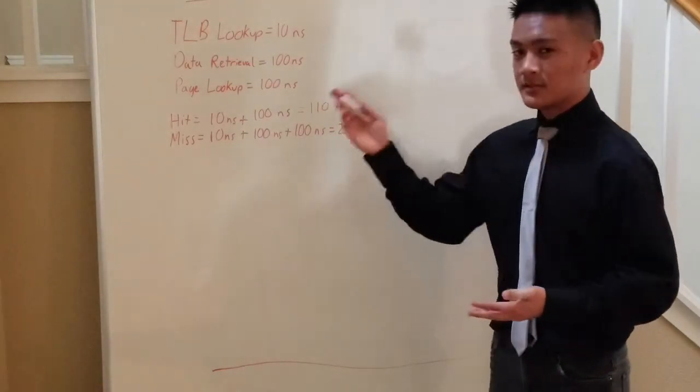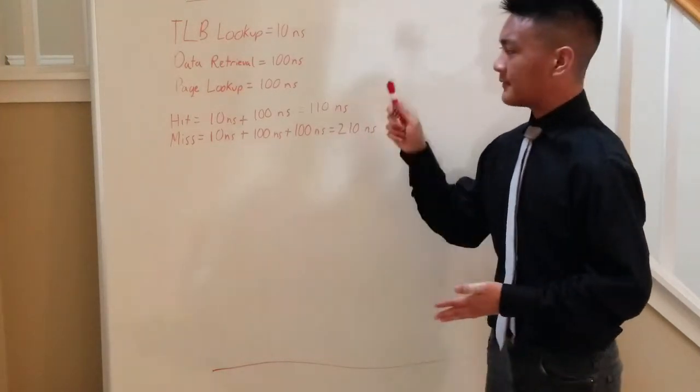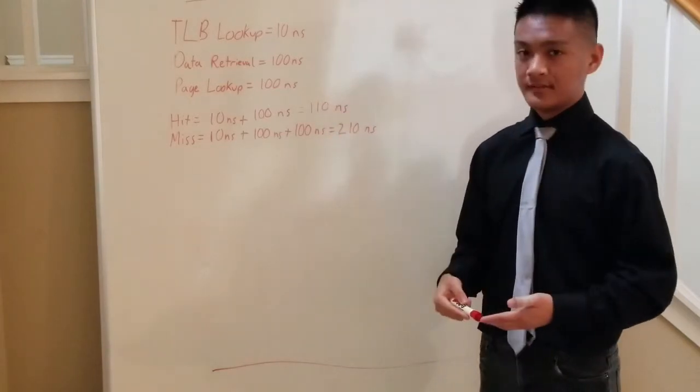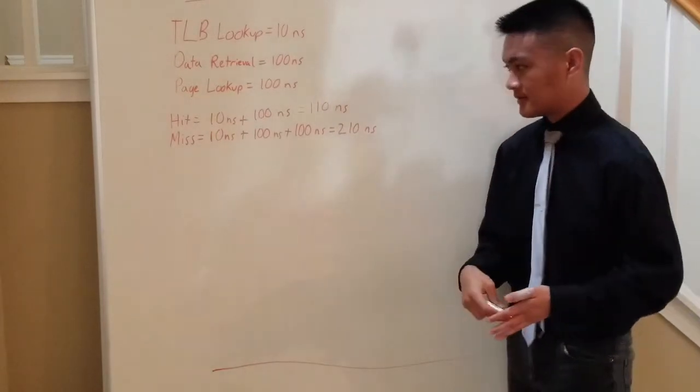With a miss, we'll still look at the TLB, but we won't find it, so 10 nanoseconds. We'll have to look at the page table, resulting in 100 nanoseconds. And then we'll have to actually retrieve the data, which is 100 nanoseconds. Add all those up, we'll have 210 nanoseconds.